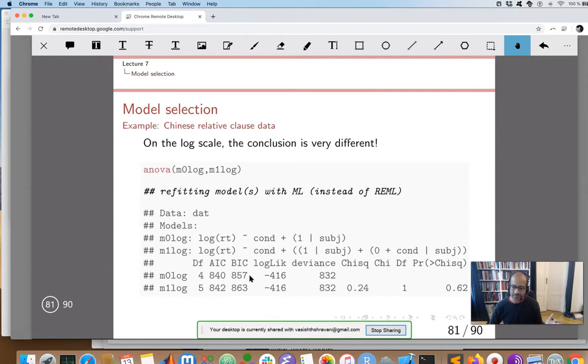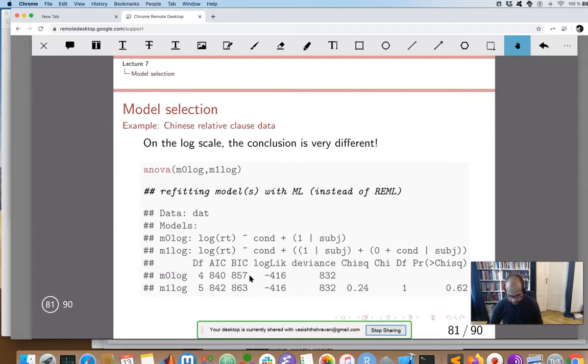Because the normality assumption of the residuals is not met, right? So for me, it's completely insanity, but I did it anyway just to show you what will happen. Now, if you do the same analysis on the log scale, I'm going to compare model M0 with M1.